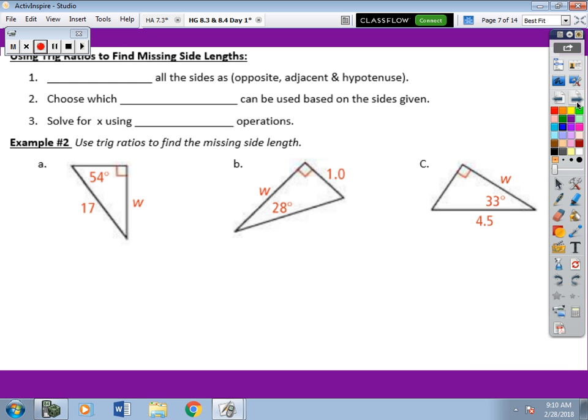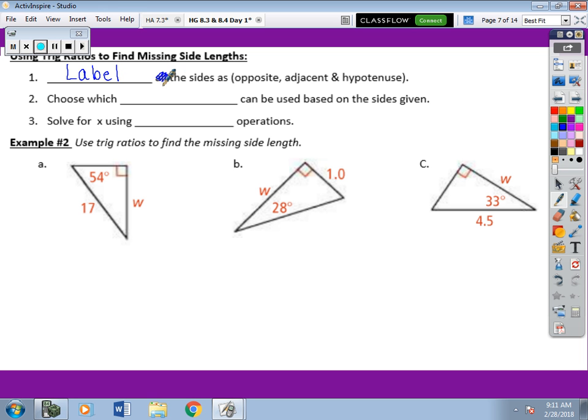Now, we're going to apply this to geometry problems. What you're going to notice in these pictures is that we have an angle and a side given to us. We are going to be able to use either the sine function, the cosine function, or the tangent function, and we'll be able to figure out what W is. We actually could then find the other side as well using one of the other trig ratios, or also using Pythagorean theorem.